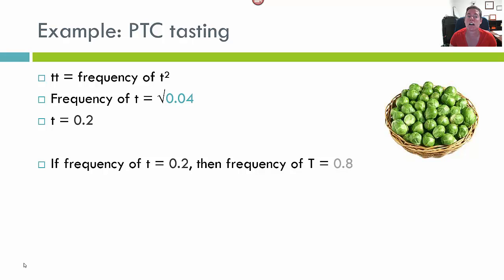The frequency of little t then equals the square root of 4%, which is 0.04. So the frequency of t, the square root of 0.04, equals 0.2. So the frequency of the recessive t equals 0.2. If the frequency of the recessive t equals 0.2, the frequency of the dominant T has to be 0.8 because p plus q always equals 1.